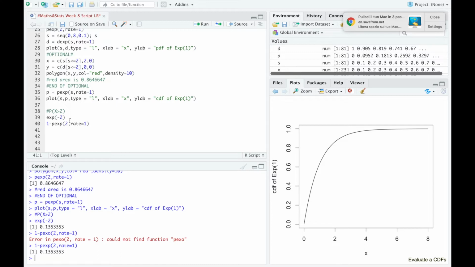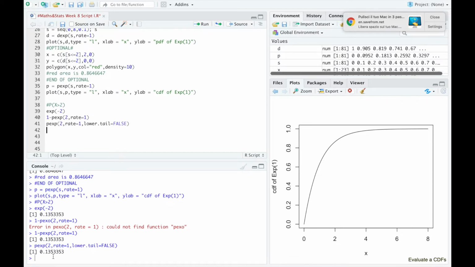However, sometimes it's tidier to do it this way. So pexp of 2, rate 1, and we don't want the lower tail of this CDF. We want the upper tail. So the command to do this is lower.tail equal FALSE. And I get the same result.